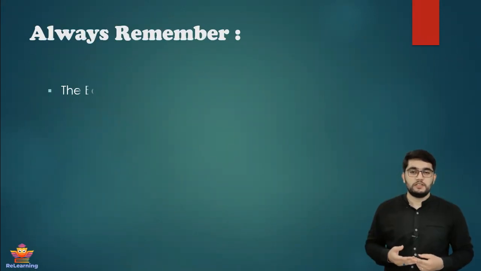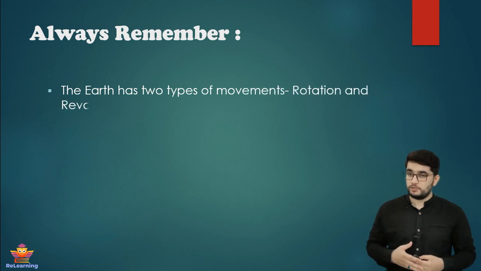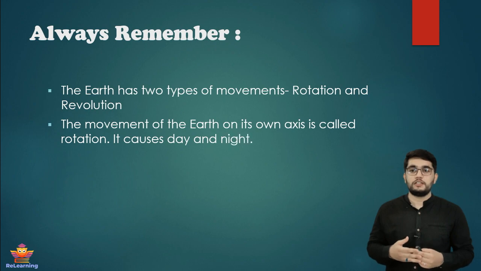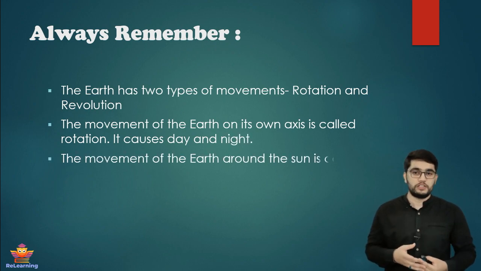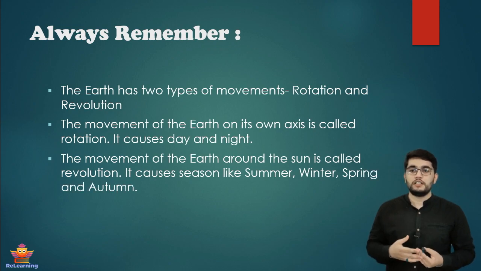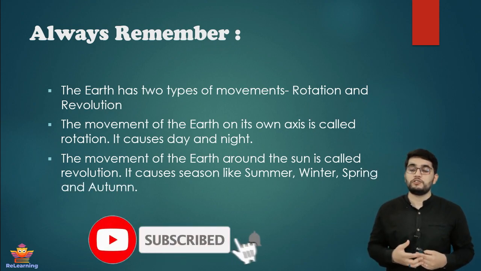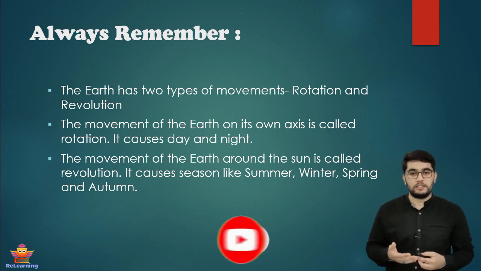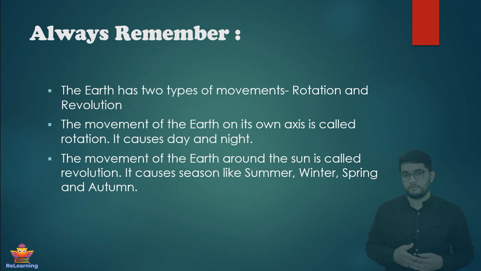Always remember, the Earth has two types of movements, rotation and revolution. The movement of Earth on its own axis is called rotation. It causes day and night. The movement of Earth around the sun is called revolution. It causes seasons like summer, winter, spring and autumn.